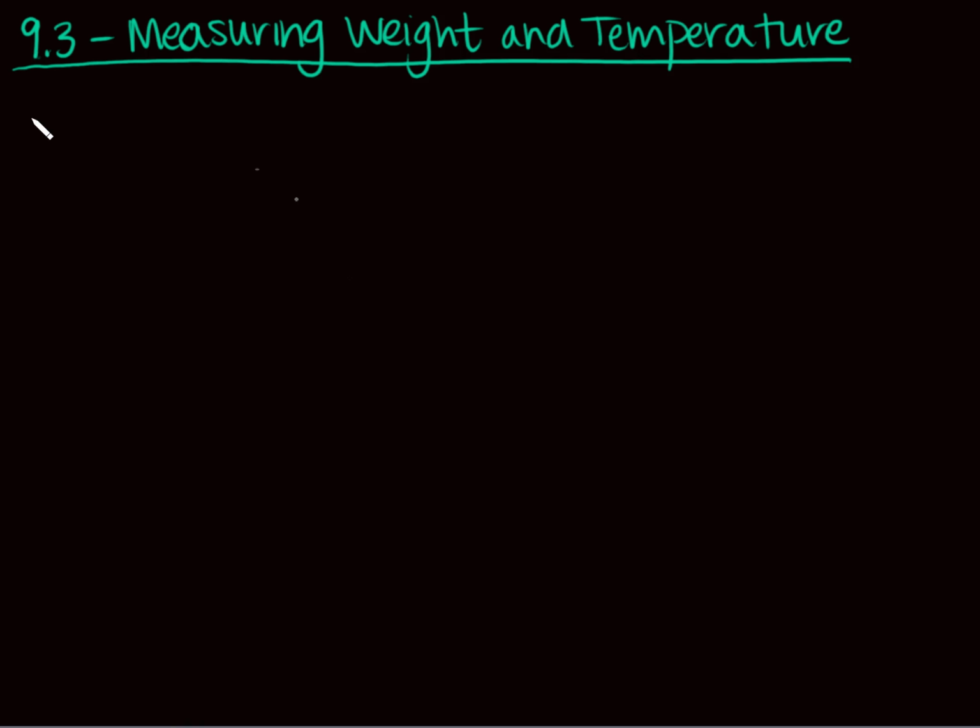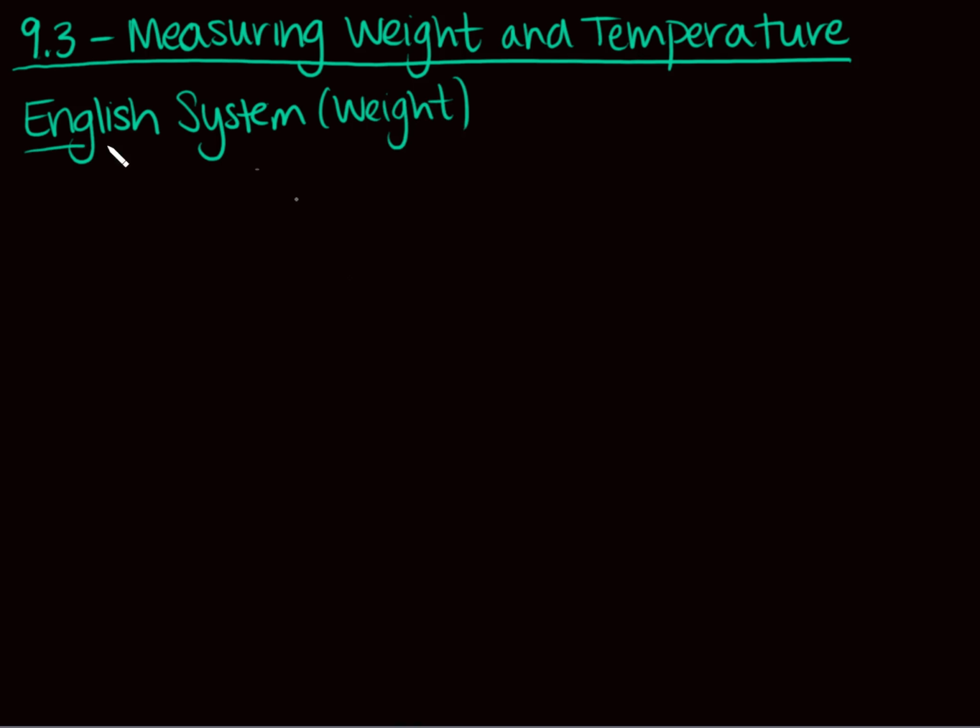Okay, so a couple things. Let's just write these down, and then we'll do a couple of examples, and then we'll talk about temperature, and I think that's all we're going to do. So English system, when we're talking about weight, how heavy something is, we know 16 ounces. Now remember we had ounces in section 9.2, but those were fluid ounces. So now we just have ounces.